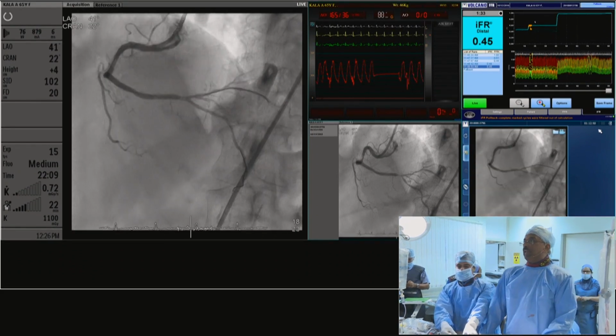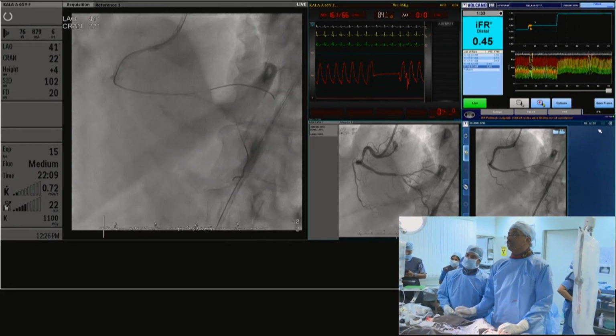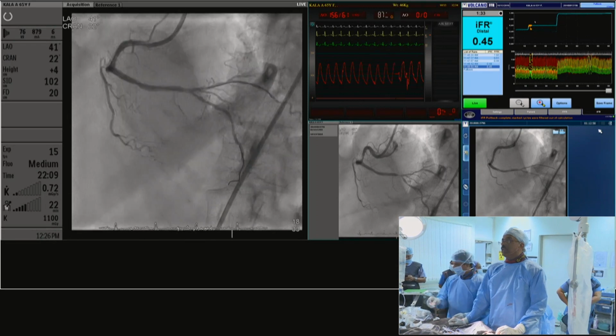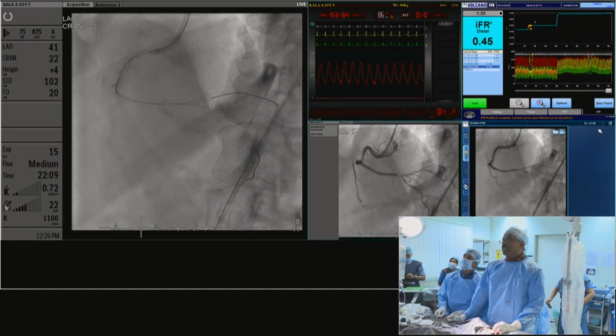And this is what we have. And what I'm going to do now is just sculpt all through the mid segment.